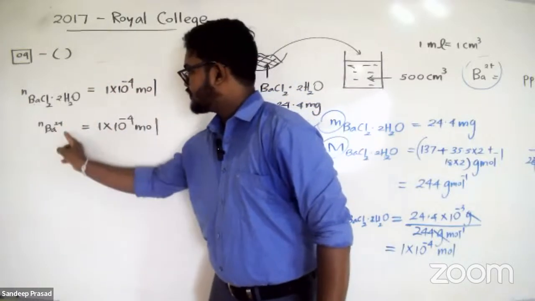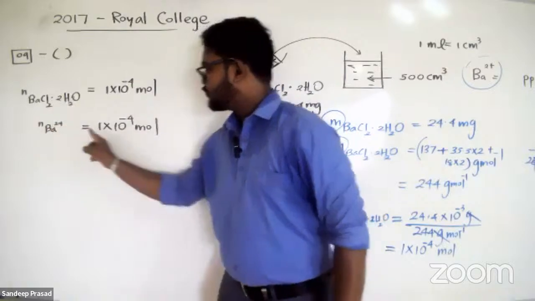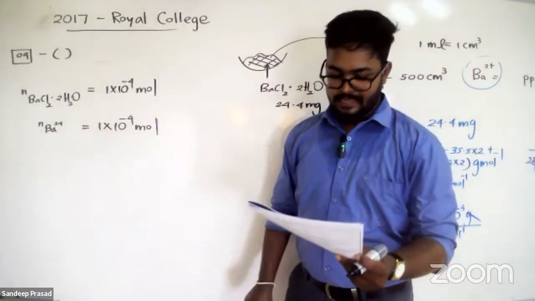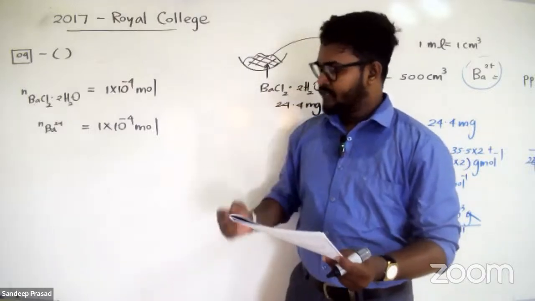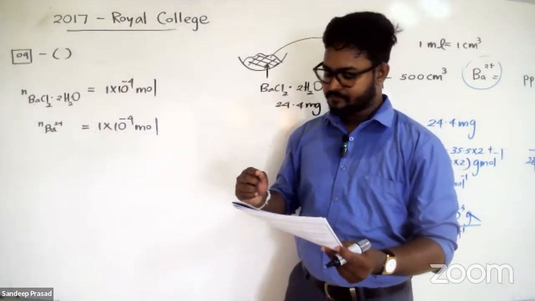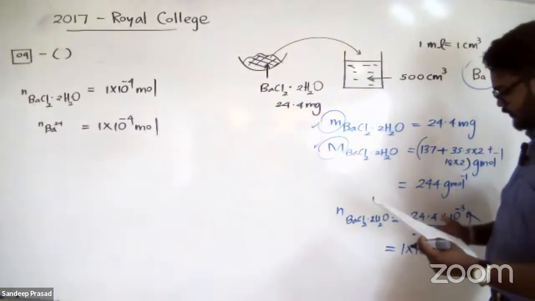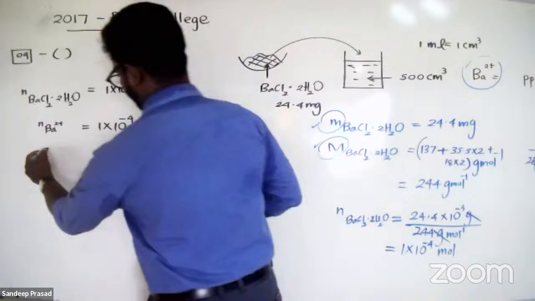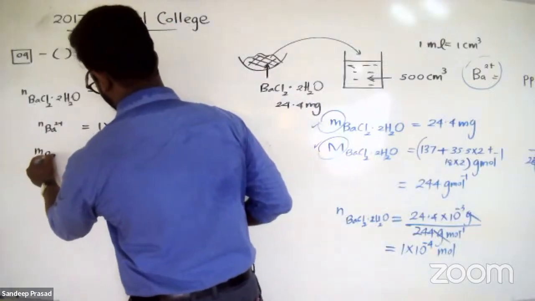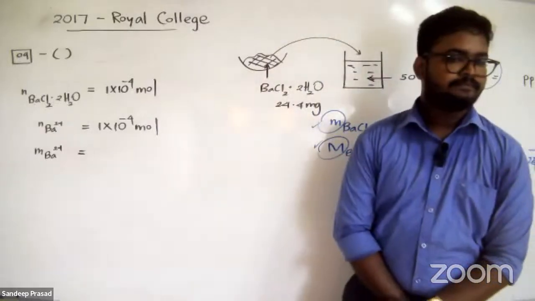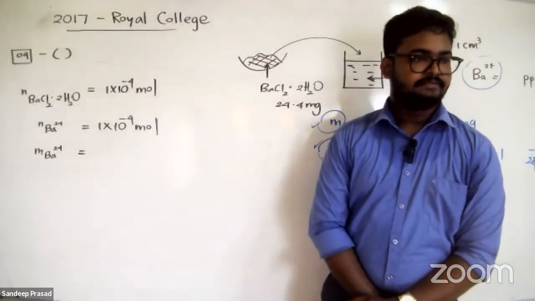So therefore the ratio is 1 is to 1. So barium 2 plus moles are 1 into 10 to the power minus 4. Again, look at this one. Now we need to find out the mass of barium 2 plus. Try to understand. How do you find out the mass?